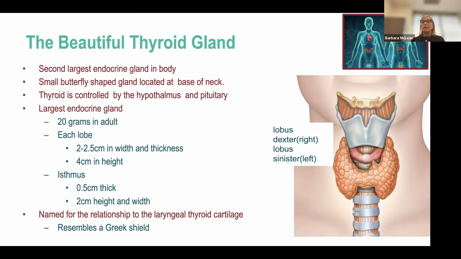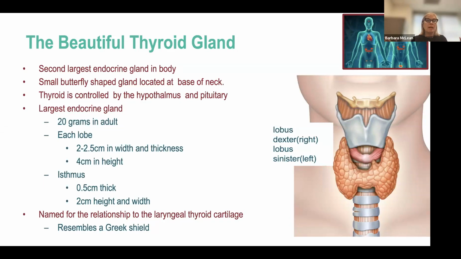So the right lobe and the left lobe are clearly surrounding the trachea, of course, as we all know. Now, that beautiful thyroid gland is in the shape of a butterfly, and it's located at the base of the neck. Remember, it's controlled first by the hypothalamus, which regulates thyrotropin releasing hormone. The hypothalamus regulates the pituitary, and the pituitary then stimulates the thyroid gland with TSH. So TSH is a pituitary to thyroid regulation.